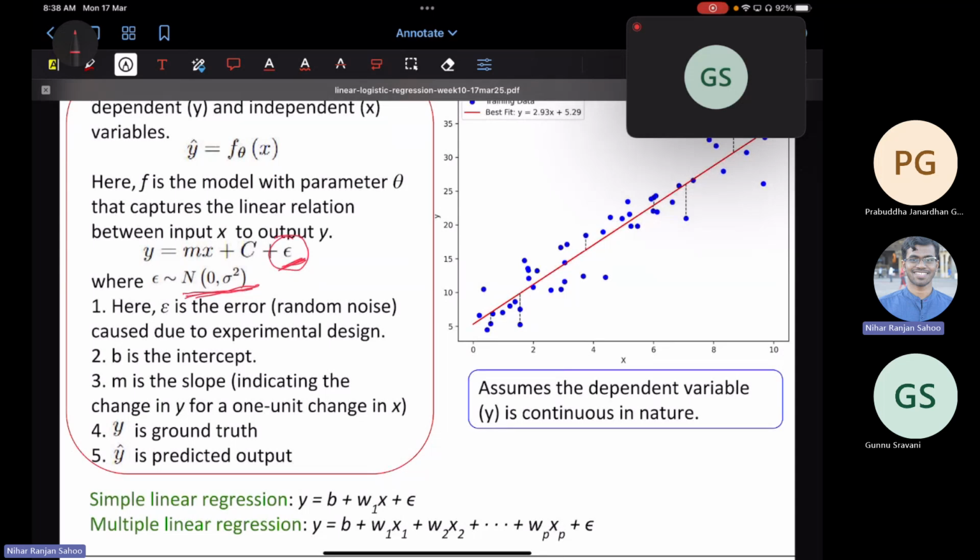Okay, so here y is the ground truth and y dash is the predicted output. So these are the two major things you need to know. Another very important thing is, what is this m? So m is the slope.